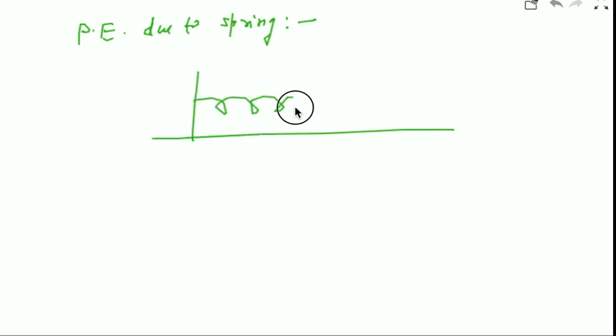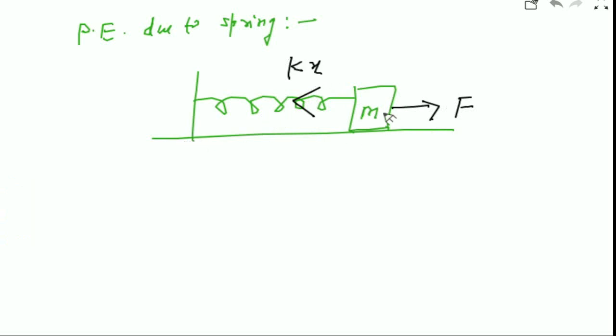So, potential energy due to a spring-mass system. Suppose you have a one-mass spring system connected through the mass m. If you apply a force in this direction, the spring will elongate and a restoring force, kx, will act opposite to the displacement. Suppose you have a displacement dx at any time.